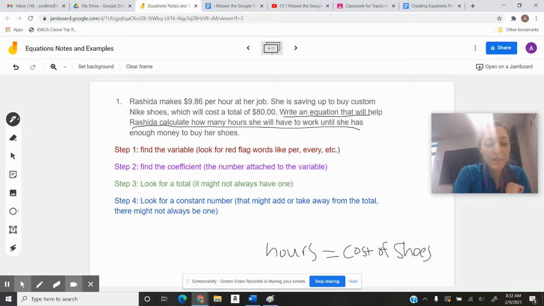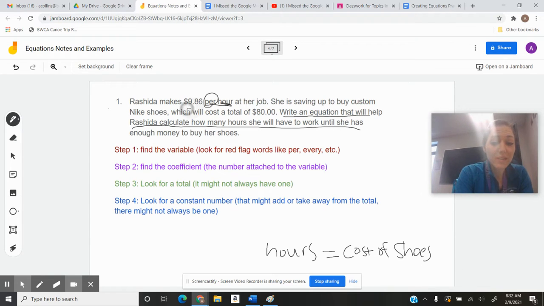All right, so the first thing that I need to do after I've set up my equation is find the variable. The variable is going to be the thing that changes, and you're going to look for red flag words like per or every. That's a pretty big hint that that's the variable. So Rashida makes $9.86 per hour. Okay, so the number that changes would be hours. She could work 1 hour, she could work 10 hours.